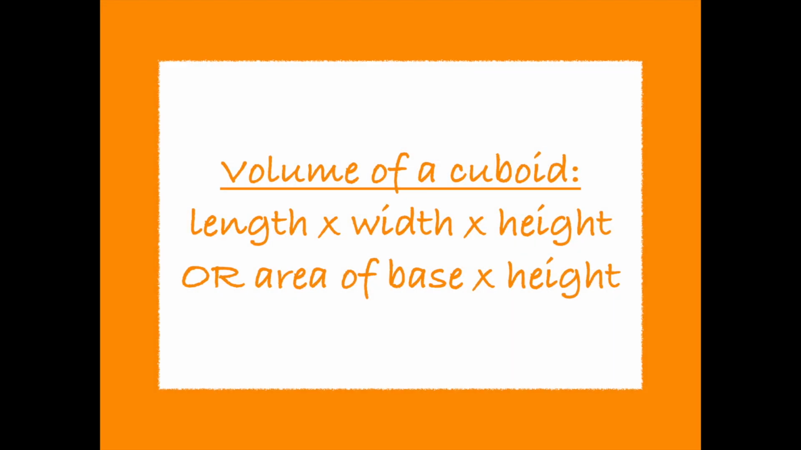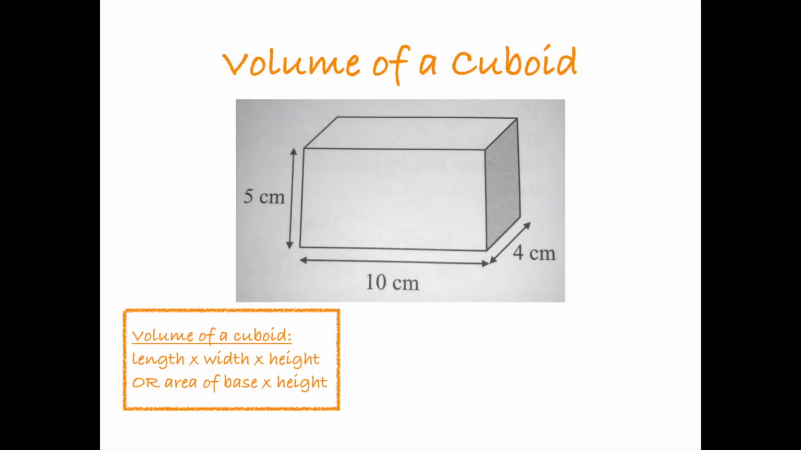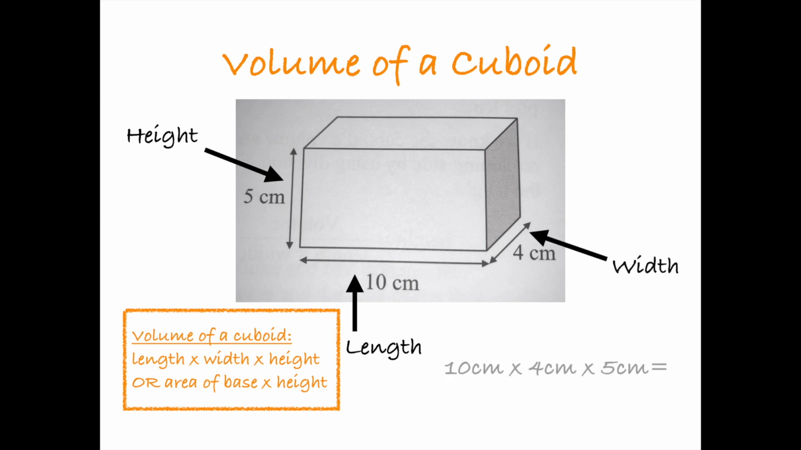The volume of a cuboid can be found by multiplying length by width by height, or the area of the base times the height. Let's find the volume of this cuboid. The length is 10 centimeters. The height is 5 centimeters, and our last measurement is the width at 4 centimeters. Let's plug this into our formula. 10 centimeters times 4 centimeters times 5 centimeters is 200 centimeters cubed.